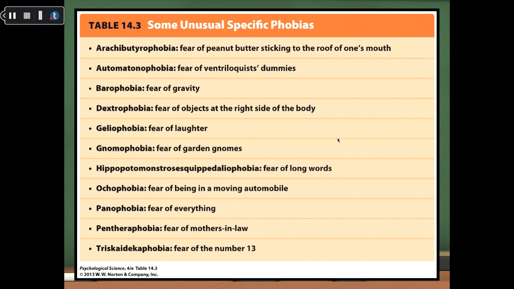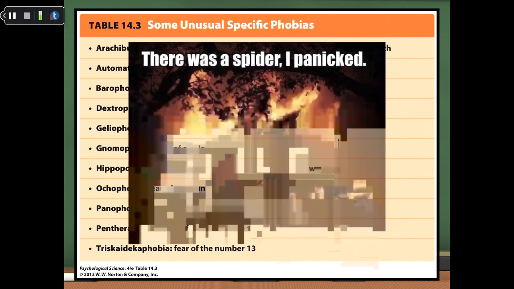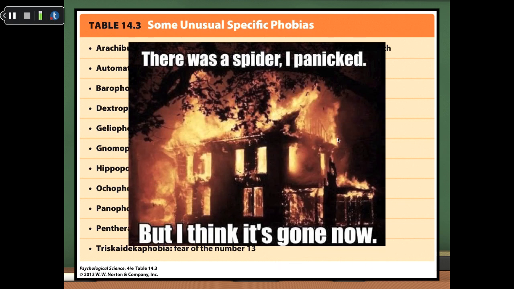There's even a fear of everything, panophobia. So some people have phobias to irrational things, and something about phobias is that it's usually characterized by an irrational response. The behavior that is associated with responding to your phobia is typically out of proportion to what is true of the phobia.